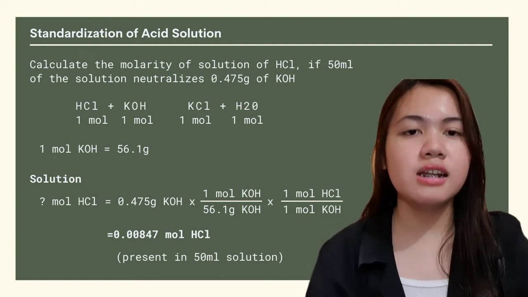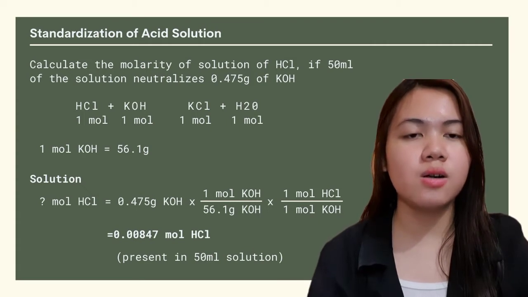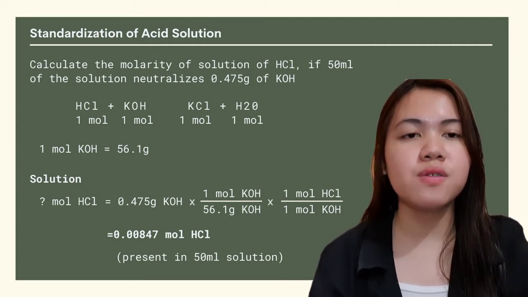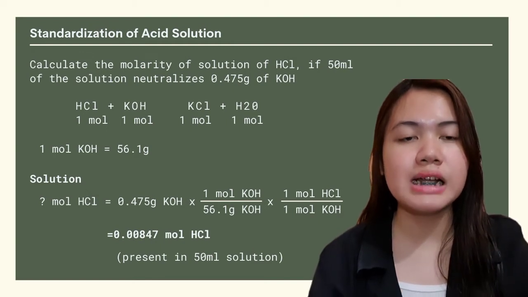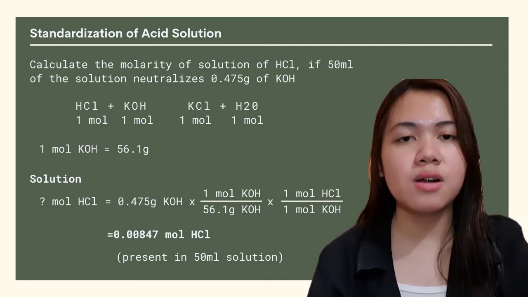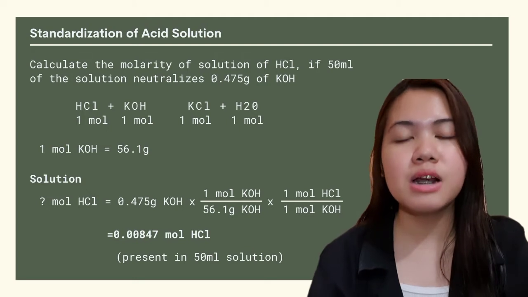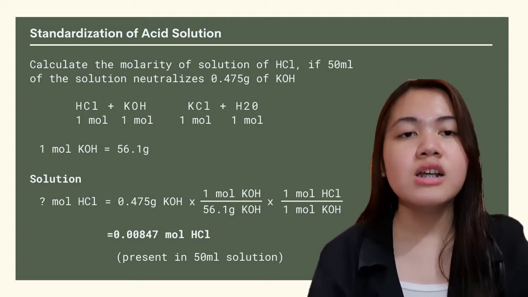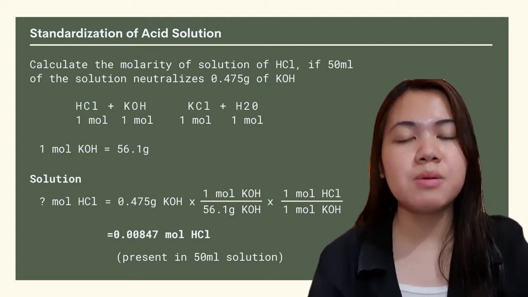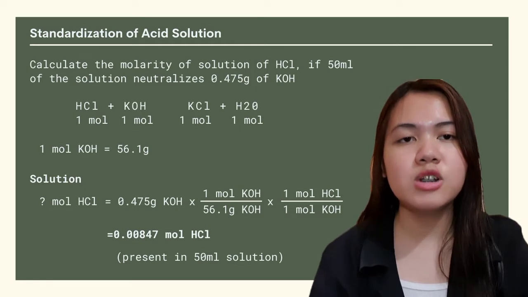So, calculating this, unknown moles of hydrogen chloride equals 0.475 grams potassium hydroxide times 1 mole potassium hydroxide over 56.1 grams potassium hydroxide times 1 mole hydrogen chloride over 1 mole potassium hydroxide, which would give us an answer of 0.00847 mole hydrogen chloride, present in the 50 ml solution.